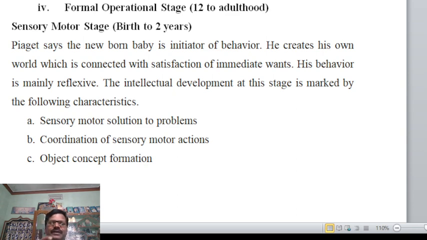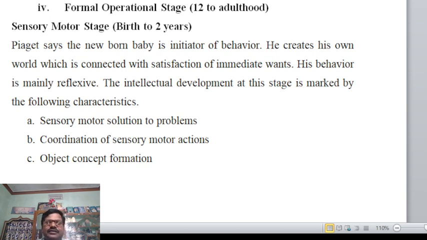In this period, generally the child connects with the mother and the family members only, and his behavior is mainly reflexive in nature, right? It's mainly reflexive. What intellectual development occurs during the sensory motor stage? First is sensory motor solution to the problem.